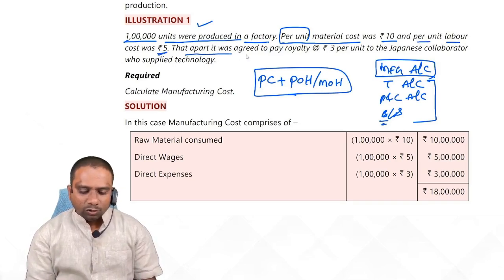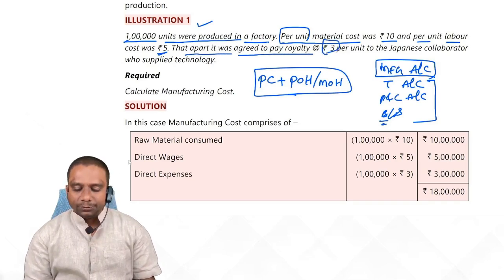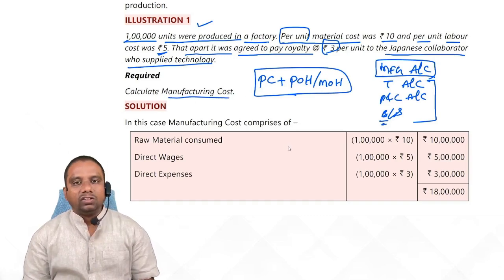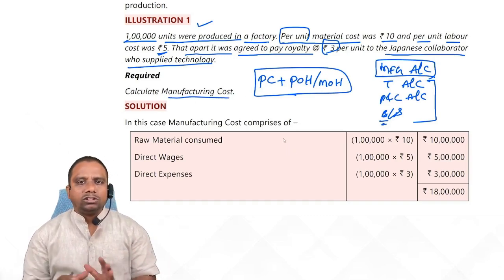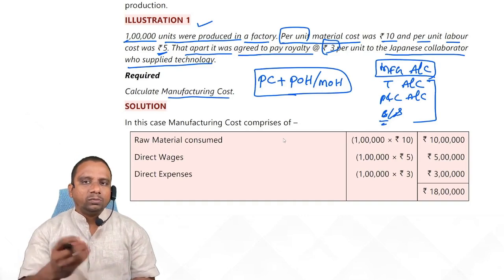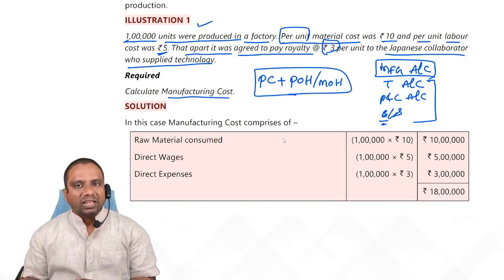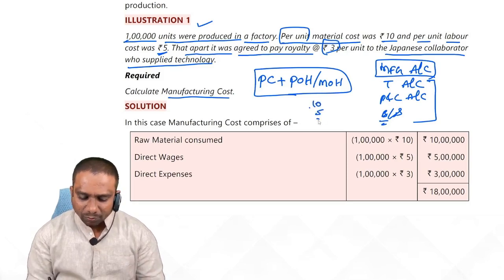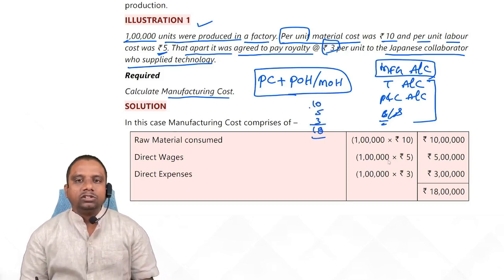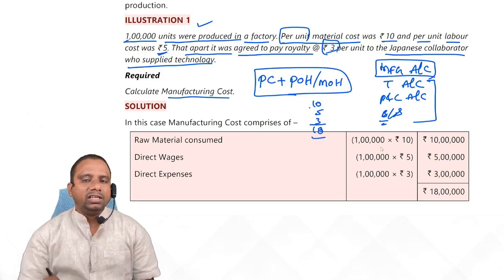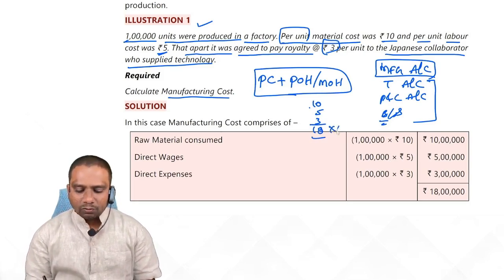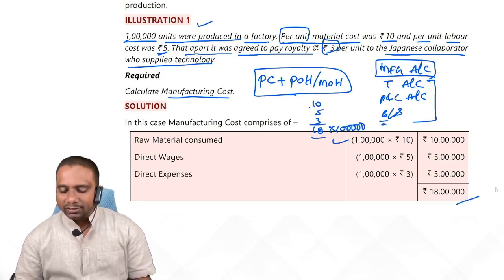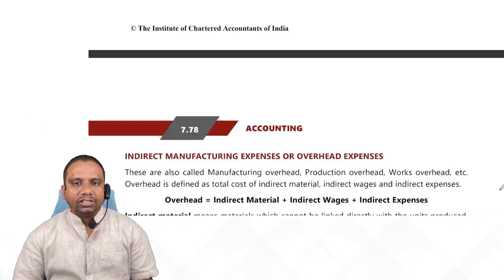Observe. So to produce a product, we need 10 rupees material per unit, labor 5 rupees. That apart, it was agreed to pay royalty 3 rupees to the Japanese collaborator who supplied the technology. Calculate manufacturing costs. Simple. First, calculate prime cost plus production overhead. Here, prime cost is direct material, direct labor, direct expenses: 10 rupees plus 5 rupees plus 3 rupees. What is the total prime cost we have to pay? 18 lakh. Here, they didn't give any production overheads. How many units are we going to produce? 1 lakh. So, total manufacturing cost is 18 lakh. Simple, students.